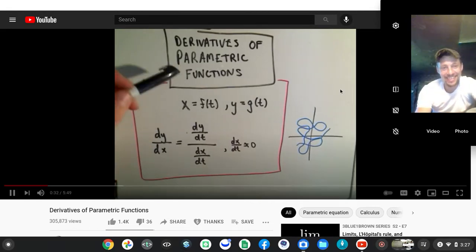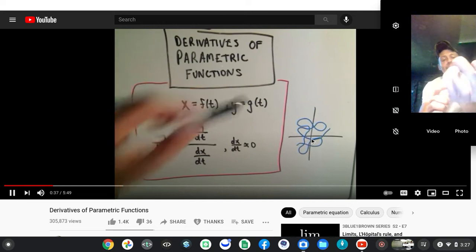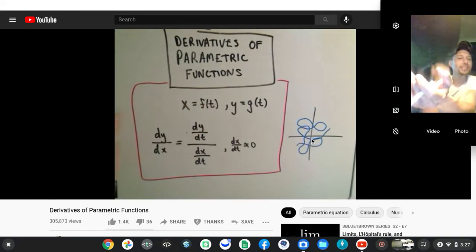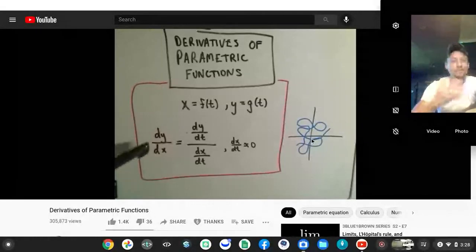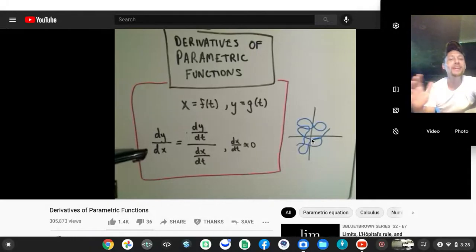Again, a parametric function is when x is in terms of some parameter t, and y is in terms of some parameter t, right? x and y both have to be differentiable functions of t, or it doesn't make sense to talk about derivatives. Likewise, we're going to assume that y is a differentiable function of x. So all we talk about is dy/dx.